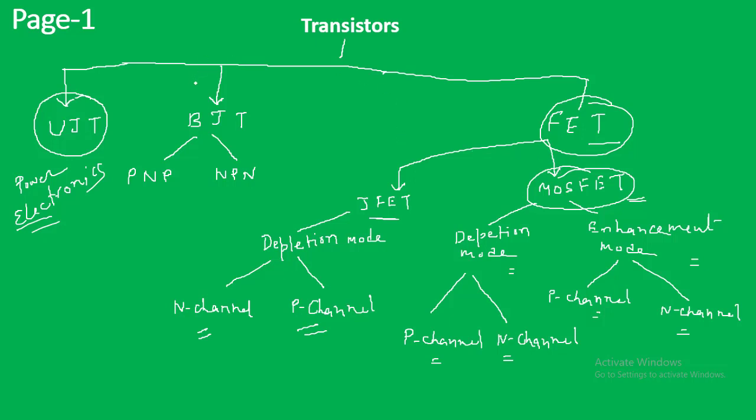But we are concentrating on basic electronics. So at the basic level we are interested in the bipolar junction transistor. In most of the universities, basic electronics covers this bipolar junction transistor. So let us have a detailed look at the bipolar junction transistor.